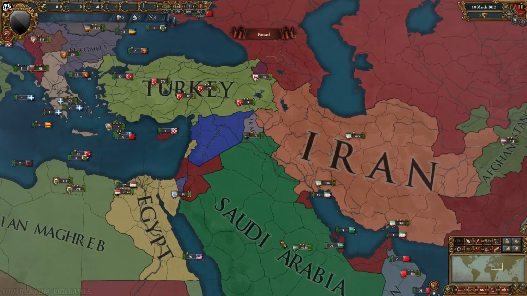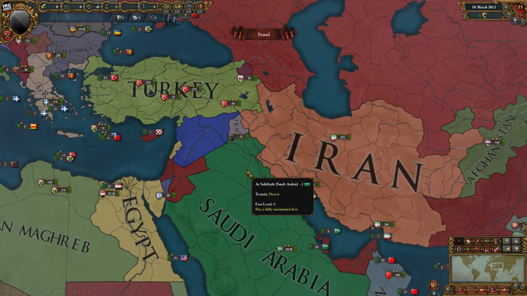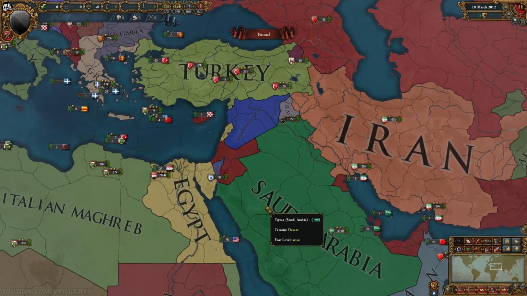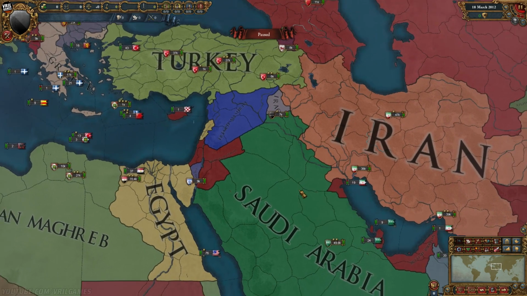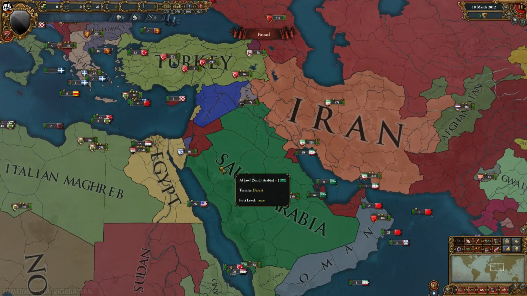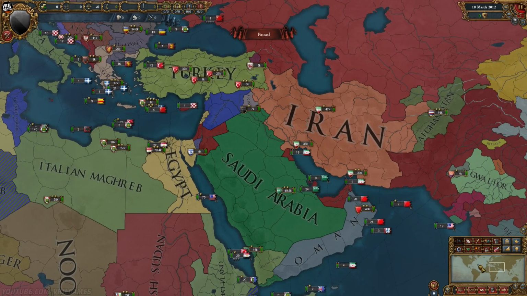Over in the Middle East, I completely missed this war during the episode, but we had a war between Saudi Arabia and Iraq, and Saudi Arabia was able to take over all of Iraq except for one province, so this should be interesting going forward. We have Saudi Arabia and Iran now bordering one another.